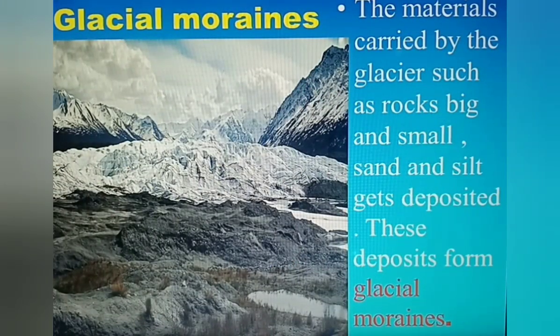How are glacial moraines formed? The materials carried by the glacier, such as rocks, big and small, sand and silt, get deposited. These deposits form glacial moraines.